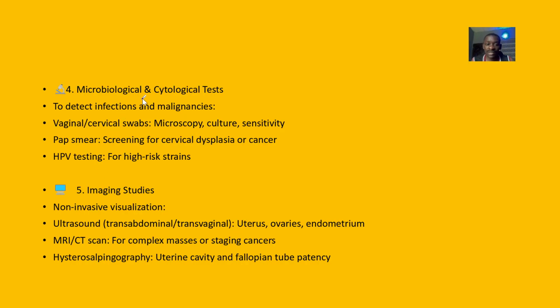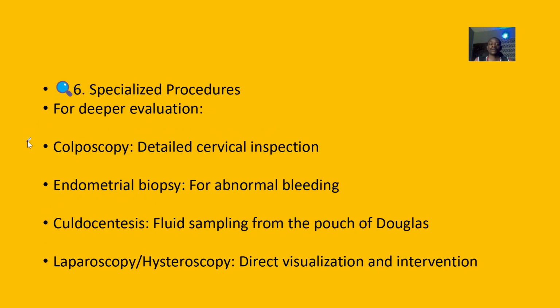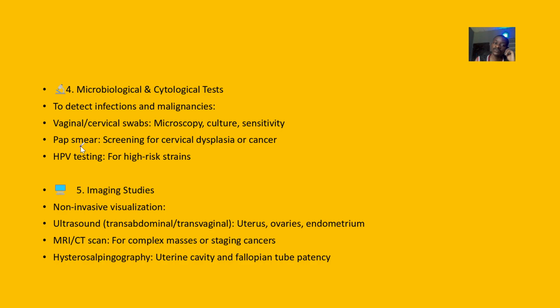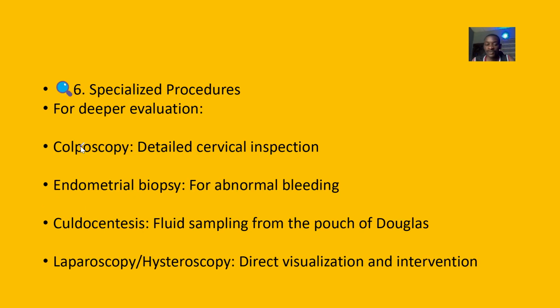So microbial and cytological tests, all those vaginal swabs, cervical swabs, pap smears, HPV testing. Then imaging studies, you do ultrasound, MRIs, hysterosalpingography. Alright, all of this will help you to know if there's anything wrong. Okay, so special procedures called colposcopy, just like I was showing you guys here. Alright, then endometrial biopsies, cholecystectomies, laparoscopies, hysteroscopies. All of this will help you visualize the inside. Okay, so that's it for this.